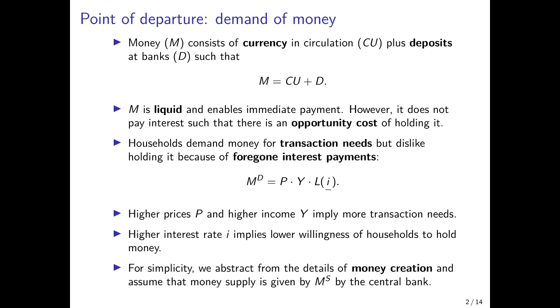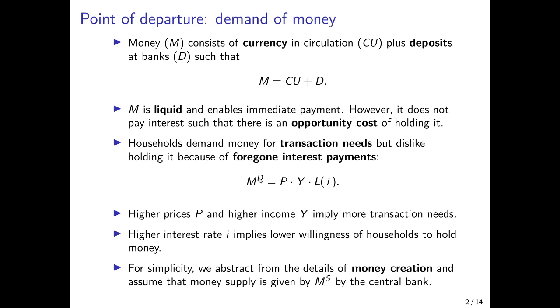So there is an opportunity cost of holding money because alternative investments such as buying bonds would pay an interest rate at each point in time. Now, households demand money for transaction needs because you cannot pay with bonds immediately and you have certain transaction needs per day, so money comes in handy, but they dislike holding a lot of it because of the foregone interest payments.